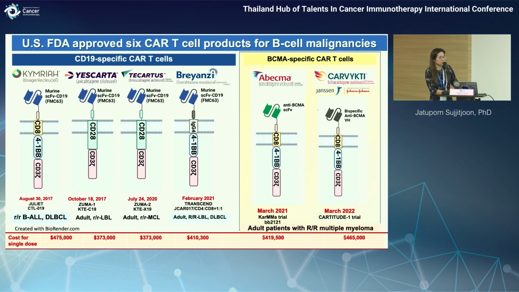This slide shows a brief summary: the US FDA has approved 6 CAR T cell products nowadays. Four are CD19 CAR T cells approved by the US FDA, and 2 products target BCMA for multiple myeloma. I will focus on the prices, or the cost, of CAR T cell production.